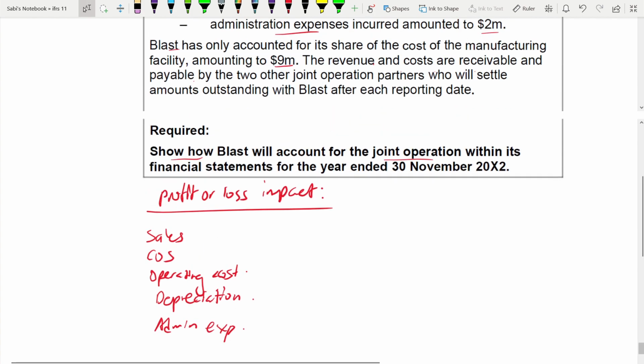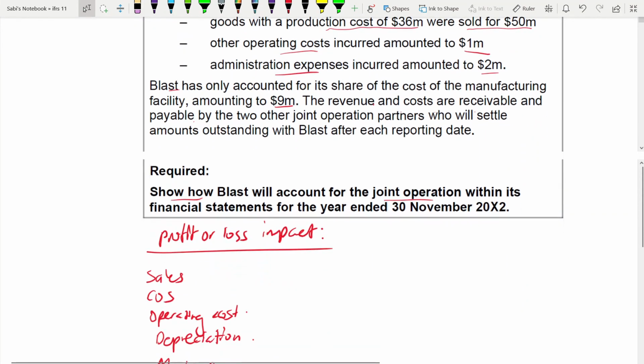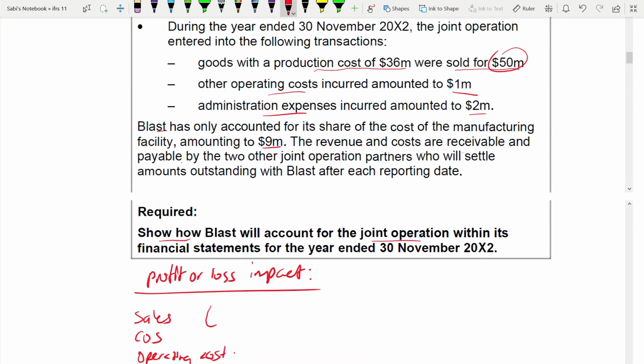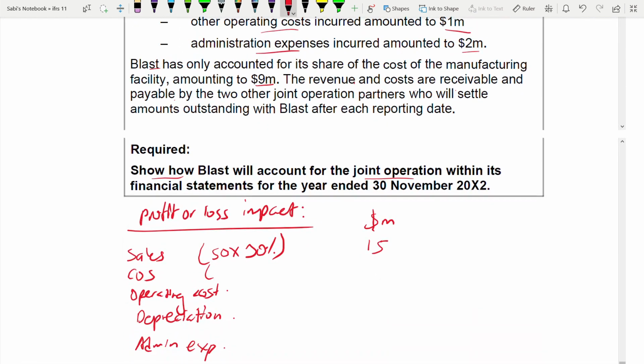So remember, what is the percentage? Only 30% you have to take of all revenue and cost for Blast. So revenue is how much? Revenue has been given here as 50 million. So you're going to take 30% of that 50, because for Blast it is 30%, which will be 15 million. In dollar million you are going to write 15 million. Cost of sales here, production cost 36. 36 into 30%. Everything is into 30%. This is 10.8 million. You need to deduct.